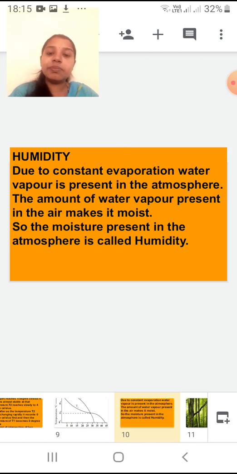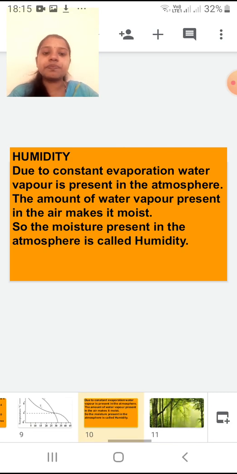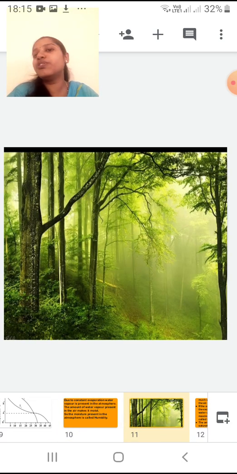Okay, now we will be studying some terms related to this humidity. Before that we will see this beautiful picture for the humidity. You can see here the forest humidity, a picture in a forest, and it's a picture showing us the humidity, you can see. Okay, that means the presence of the water vapor.